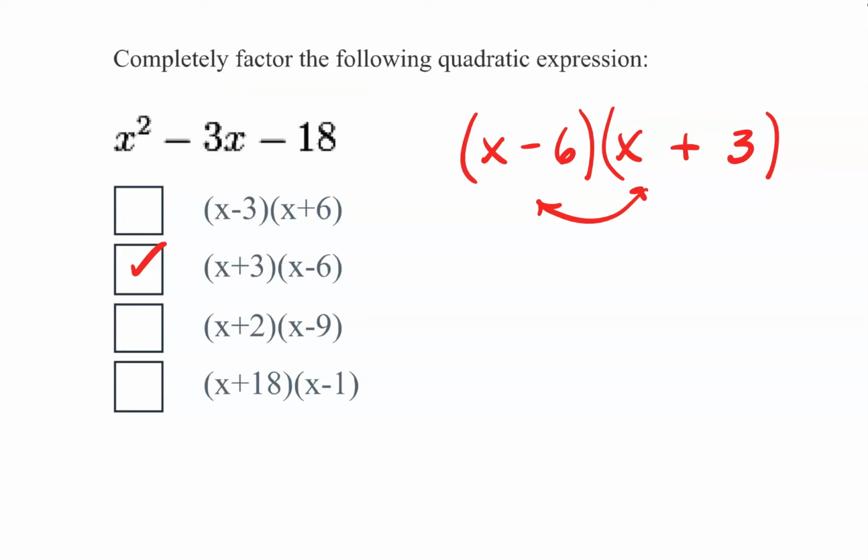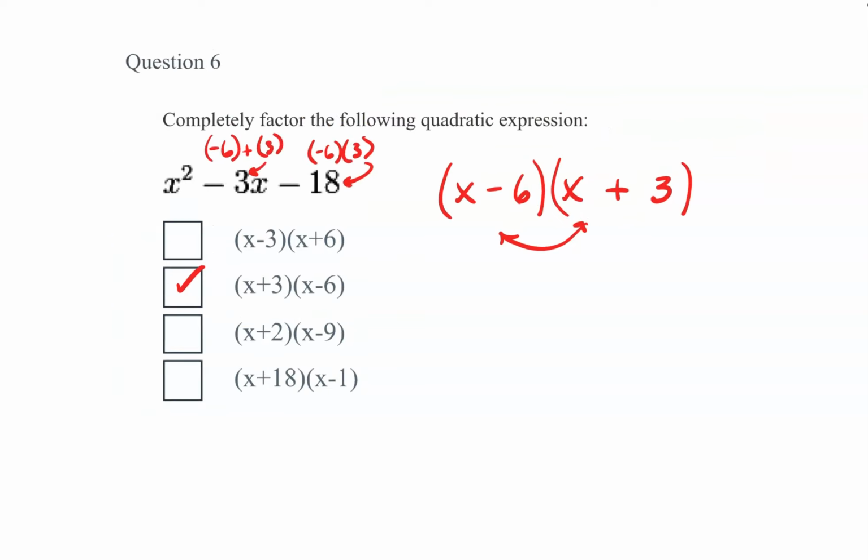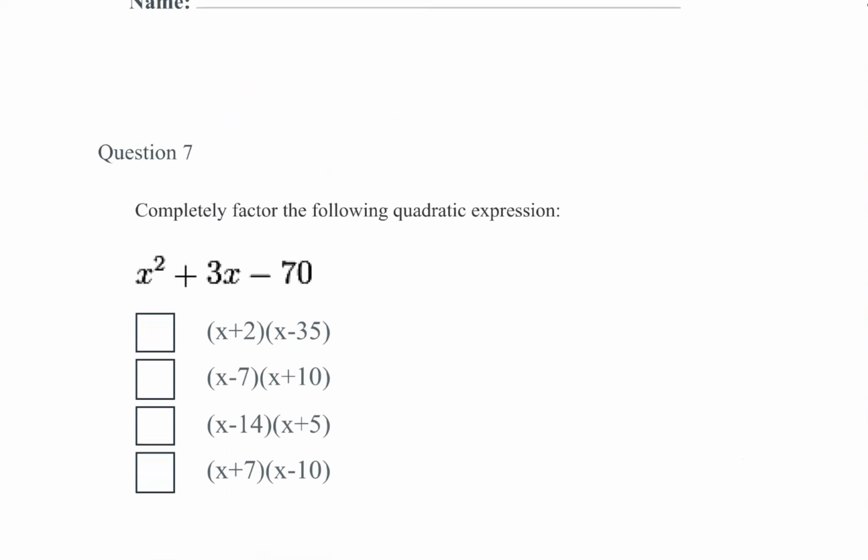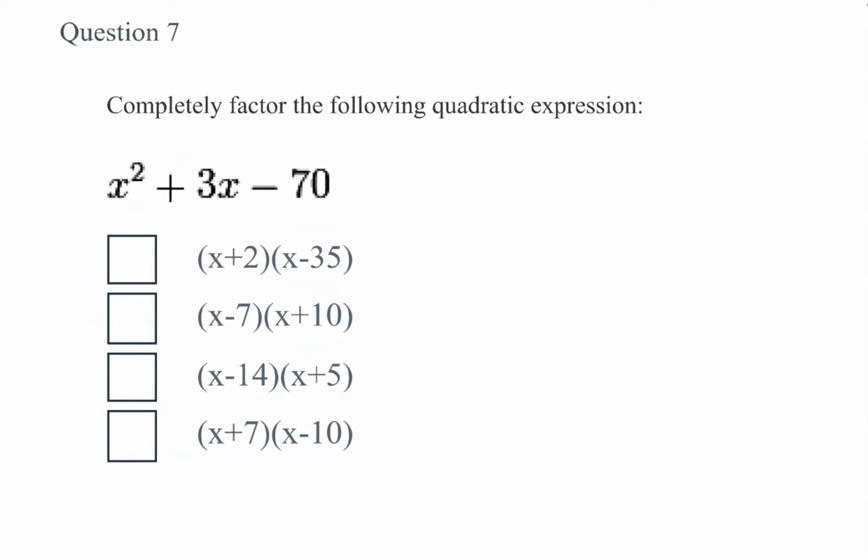So again, real quick to remind ourselves, we had a -6 times 3 that equaled -18, but -6 plus 3 added to make the -3 in the center. Let's see what we get for the other examples. Here's another standard trinomial with a equal to 1. So let's see if we can figure this guy out.